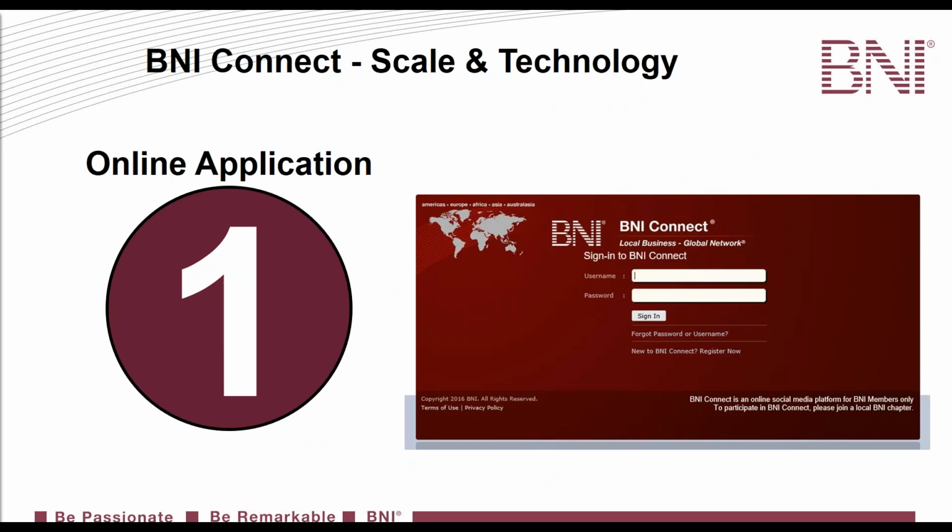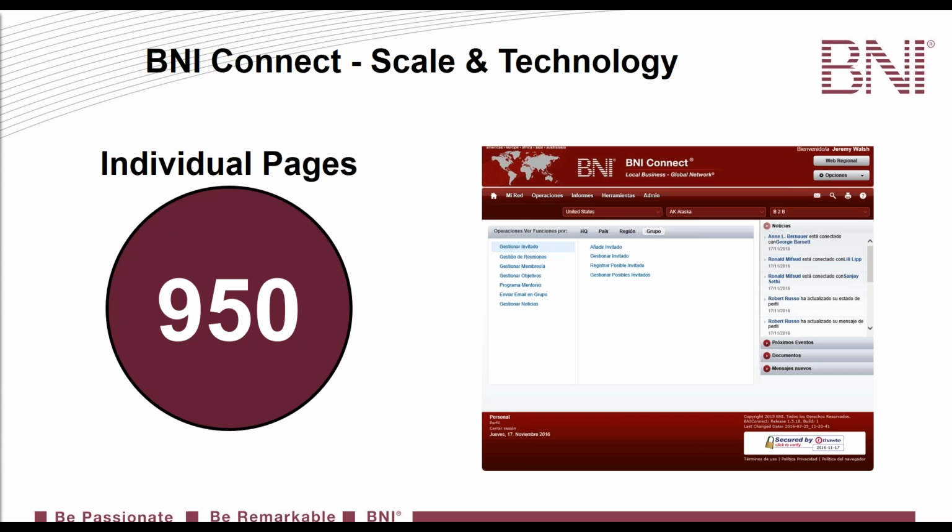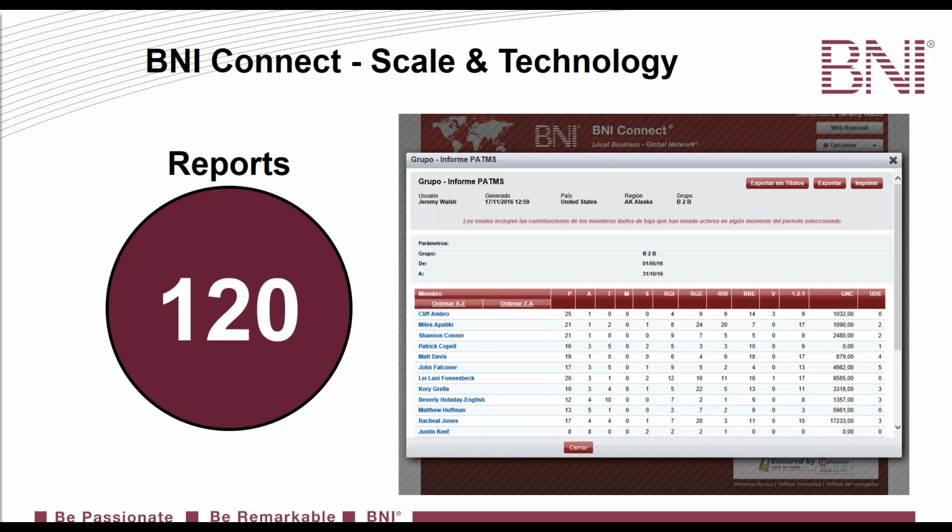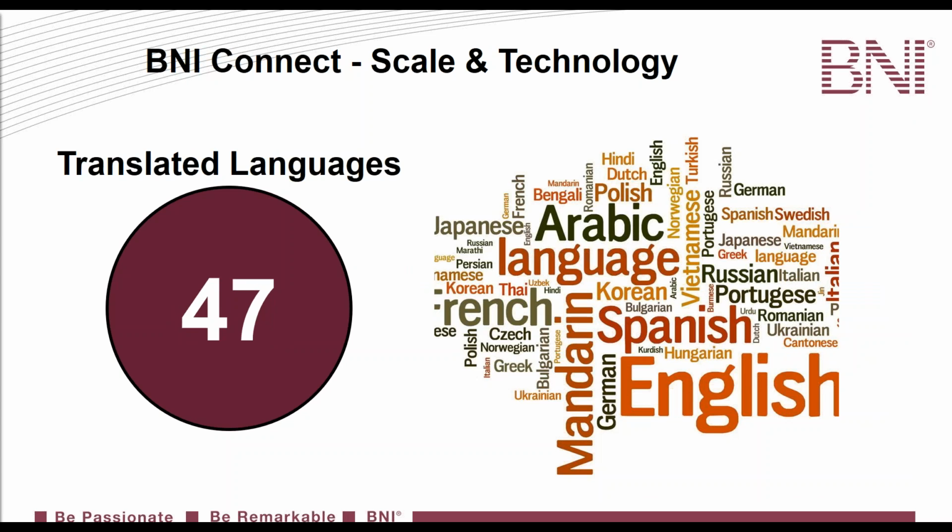Give you an idea of the scale of BNI Connect. I mean, it's huge. It's one online application. It is not a website. It is a web application. And this web application consists of 950 individual web pages that make up this application. That's not even including all the regional websites and the country websites and the chapter websites. That's just the pages within the system. There's 950 of them. There's 120 reports in BNI Connect. And again, it's not just chapter reports, but we have the region reports, the country reports, headquarter reports. There's a ton of stuff in there.